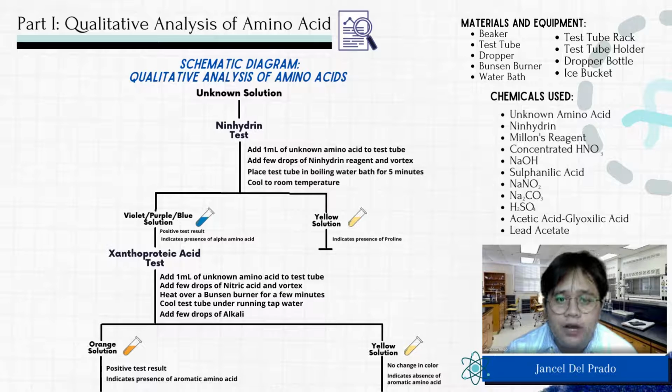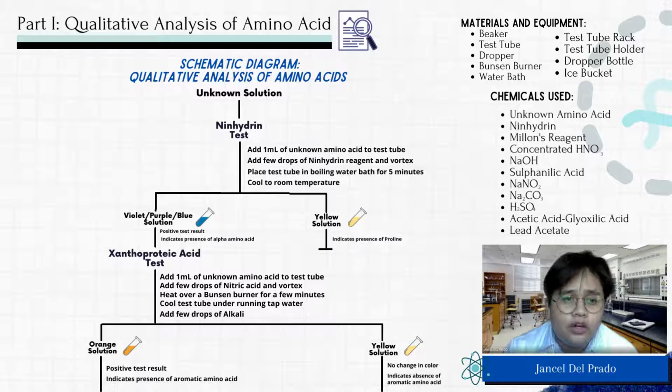In this virtual experiment, we used beakers, test tubes, a test tube rack, a test tube holder, some droppers in their bottles, a Bunsen burner, an ice bucket, and a water bath. There were also various chemicals that were used in this experiment, such as, of course, our beginning product, which is the unknown amino acid, ninhydrin, Millon's reagent, concentrated nitric acid, sodium hydroxide, sulfanilic acid, sodium nitrite, sodium carbonate, sulfuric acid, acetic acid, glyoxylic acid, and lead acetate.